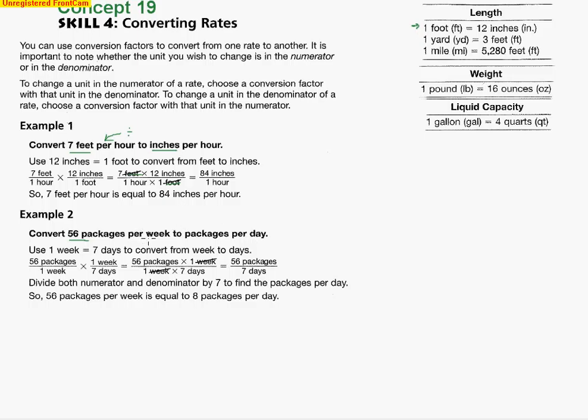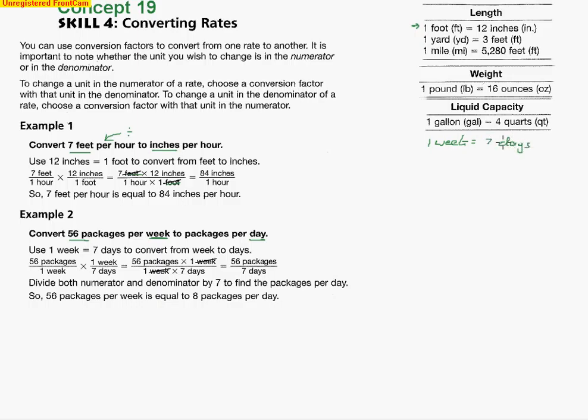Looking at this next example, here we go from 56 packages per week to packages per day. We want to find out how many we're going to have in a day if there are 56 in a week. So basically we're converting time here, and it's not one of these conversion factors. We'll have to understand that for weeks to days, 1 week is equal to 7 days.